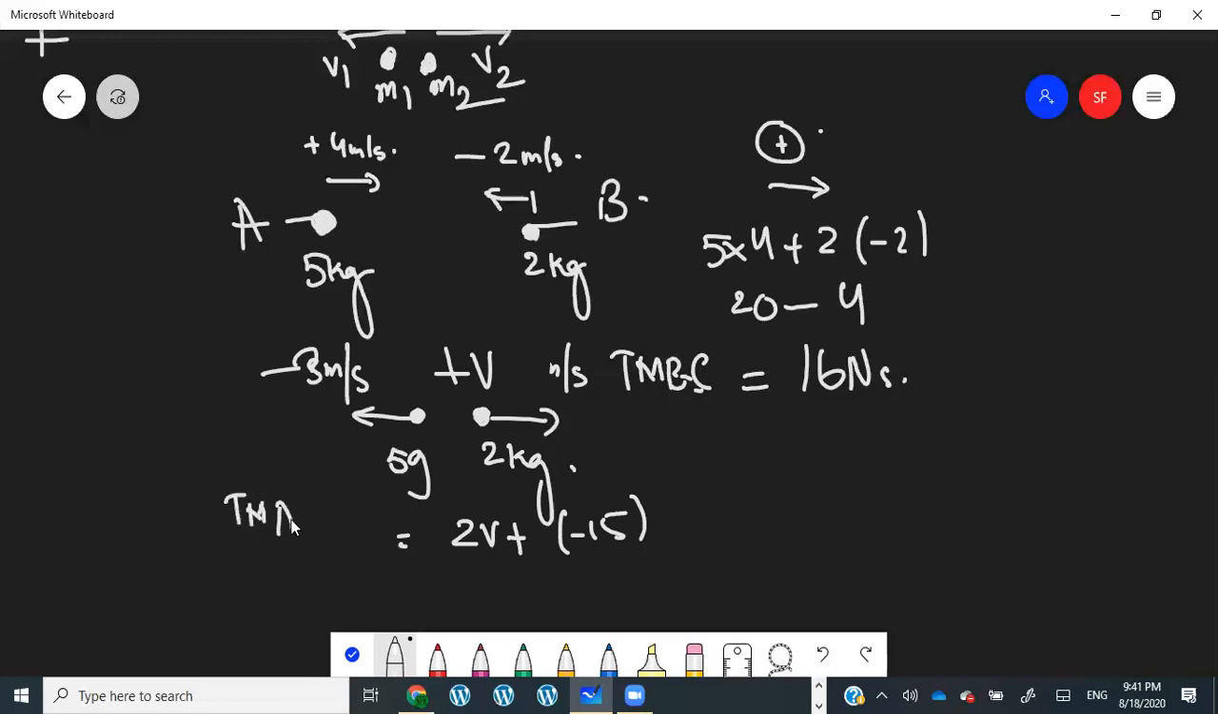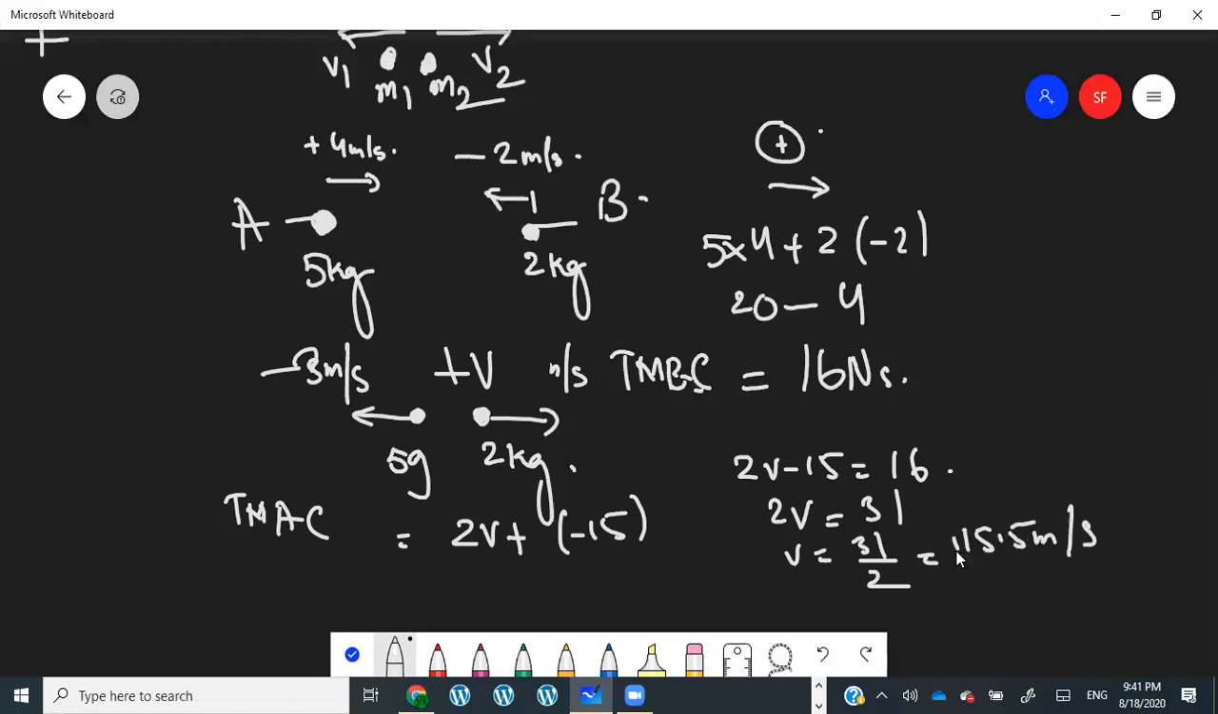So we equate them: 16 is equal to this. We place them equal to each other and then find out the value. The 2v is going to be 16 plus 15, which is 31, and v turns out to be 31 upon 2, which is 15.5 meters per second. And keeping this in mind, if we've got a positive value, this actually means that the direction is to the right. Direction is to the right, okay?